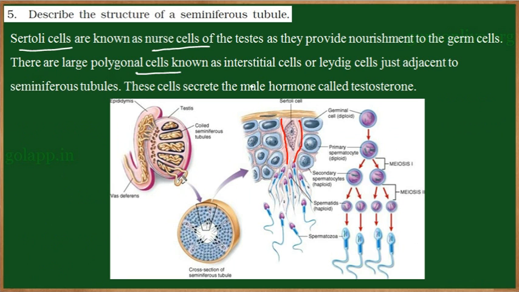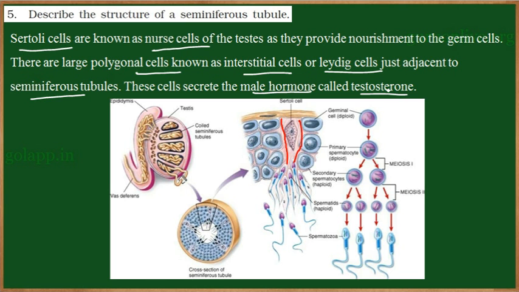Apart from this, there are larger polygonal cells known as interstitial cells or Leydig cells just adjacent to the seminiferous tubules. These cells secrete the male hormone called testosterone. Apart from the Sertoli cells and spermatogonia, there are other cells called Leydig cells. They are found in between the seminiferous tubules. They are mainly required because they secrete the hormone testosterone. In response to this hormone and the follicle stimulating hormone, gametogenesis will occur.